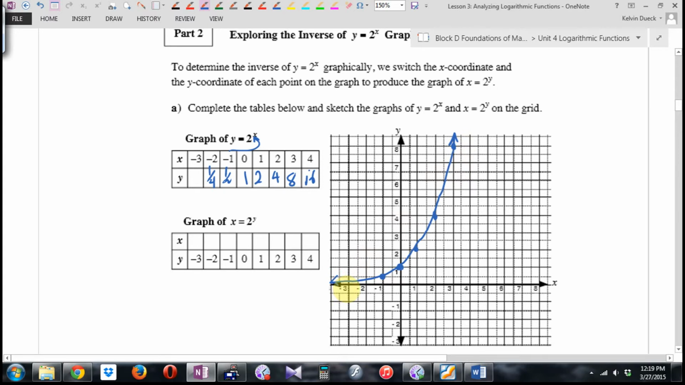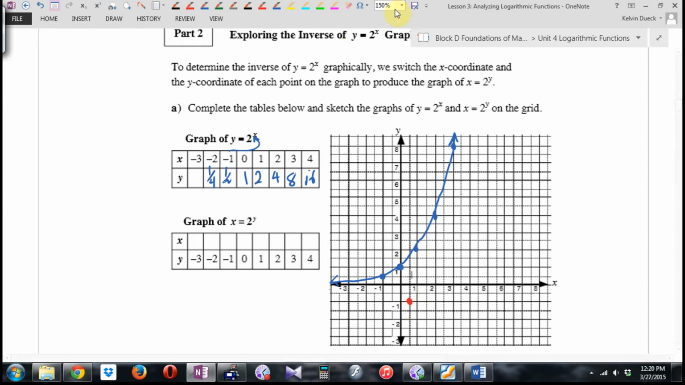Now, the fact that I have points, I can graph the inverse. How do I graph the inverse? Switch the x and the y around. I notice my graph goes through negative 1, comma a half. What's the inverse going to go through? 1/2, comma, negative 1. 1/2 over, negative 1 down, right there.